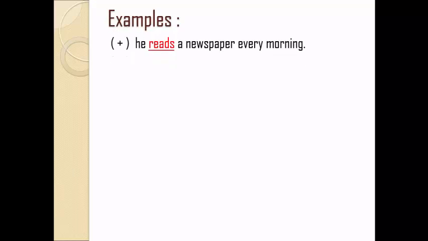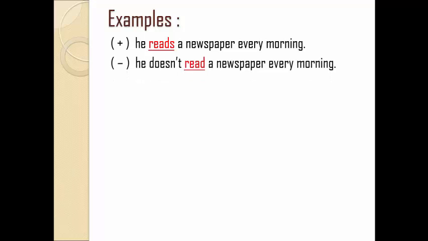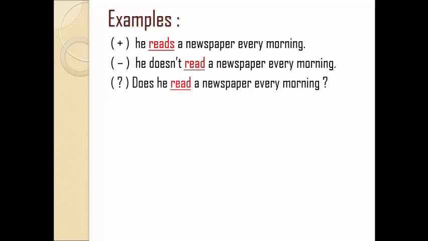Let's start with the first one. He reads a newspaper every morning. The verb here is in affirmative form. The second example. He doesn't read a newspaper every morning. The verb here is in negative form. The third one. Does he read a newspaper every morning? So the verb here is in the interrogative form.